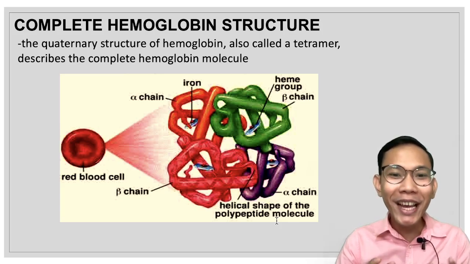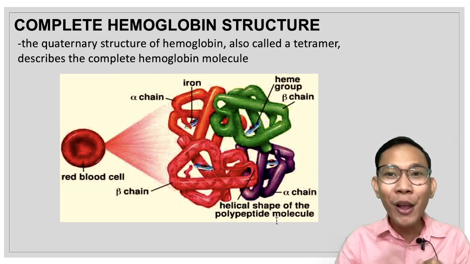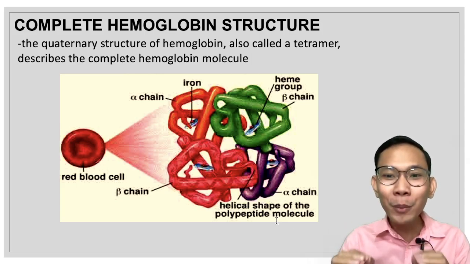Okay, alam. Okay, dito na. Tapos na tayo sa ating heme structure. Nakita na natin ang ating globin structure. Now, we will see the complete hemoglobin structure.